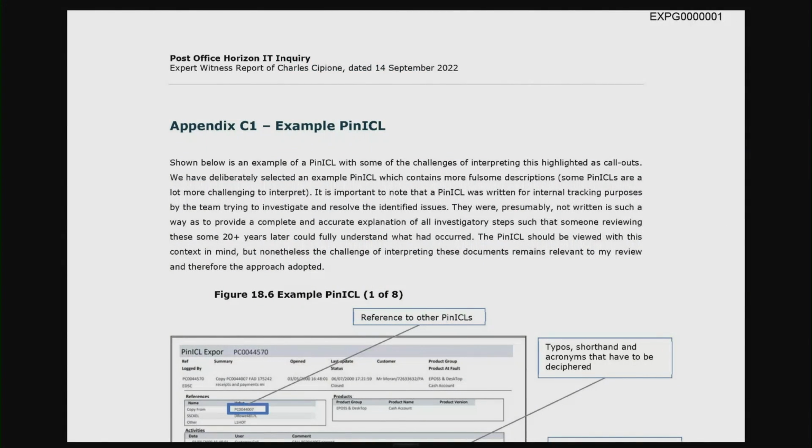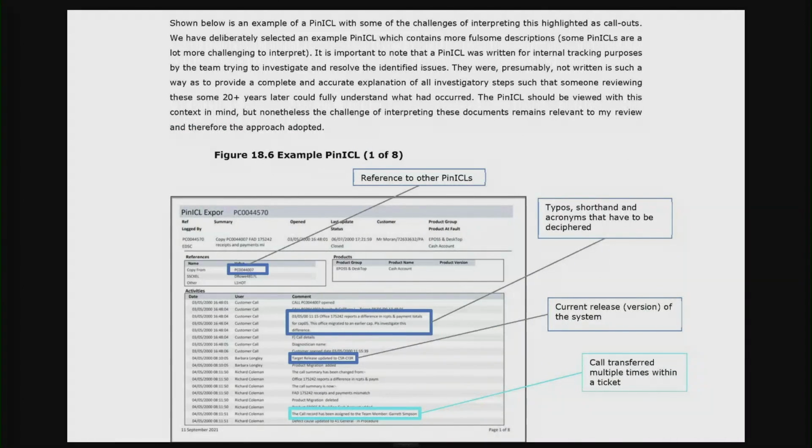You explain, this is an appendix to your report, an example Pinnacle, yes? Yes. And you explain in the rubric at the top that this is an example Pinnacle with some of the challenges of interpreting this highlighted as callouts. By callouts, do you mean the boxes on the side which have an arrow back to the underlying text? That is what I'm referring to. Thank you. You say that you've deliberately selected this as an example Pinnacle because it contains more fulsome descriptions, and many Pinnacles are more challenging to interpret.